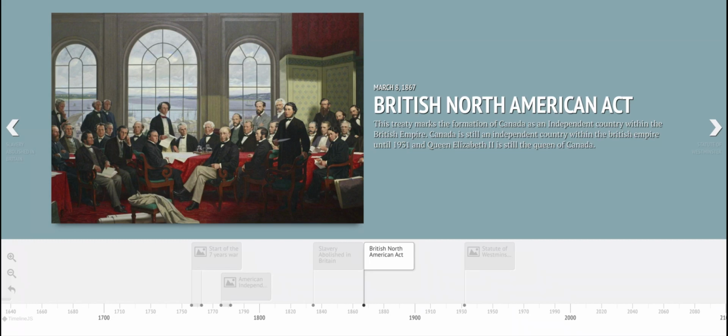So Scotland and Wales are independent countries that are still a part of the British Empire. England is the other country that's in there. So England, Scotland, and Wales make up Britain, and they're all independent countries. Canada used to be a part of that as well. And then there's the United Kingdom that includes Northern Ireland and some other islands around the world as well. But at this point, as of March 8th, 1867, Canada is its own independent country within the British Empire.